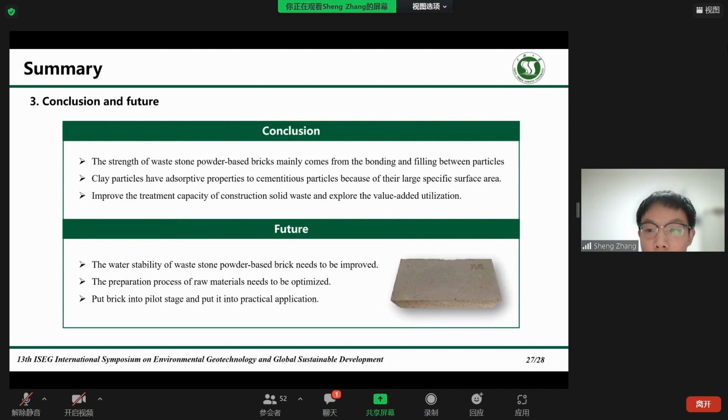In the future, we will put rock fine-based brick into the pilot stage as soon as possible and put it into practical application. Only in the actual application process can problems be found and then improved continuously.